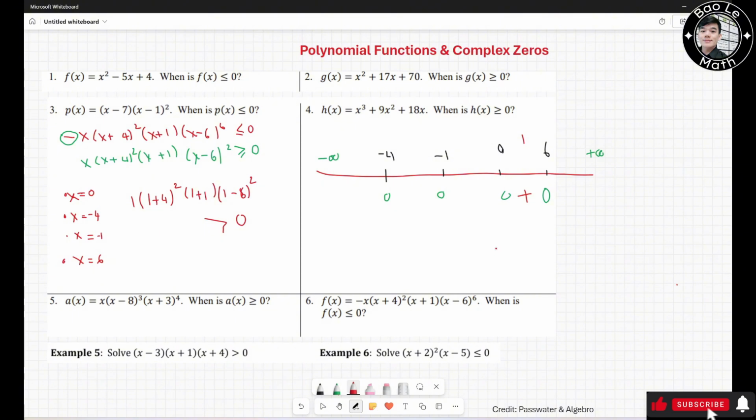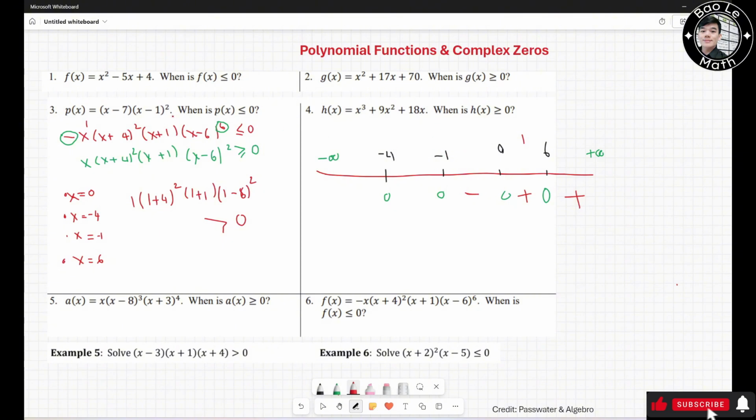Alright, so now I need to be careful to check the sign of each interval right here, right? Now, right at 6, I look at 6 right here. This is an even power, right? So this even power means the sign does not change, right? So if the function passes the zero right here, the sign is still positive, right? So it's positive right here. And look at the next one, 0 right here. This is multiplicity 1. So this keeps changing, right? So this is negative.